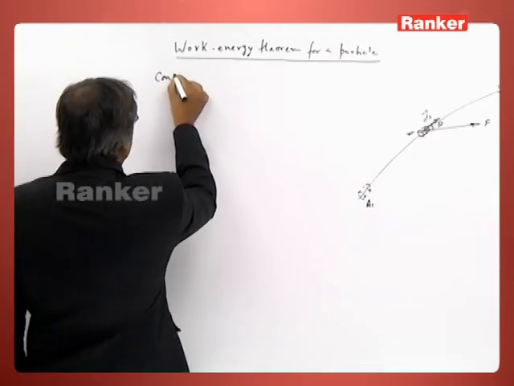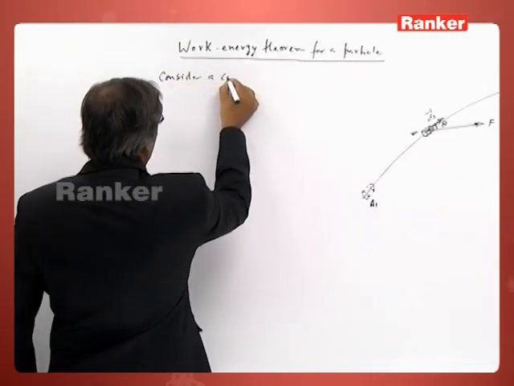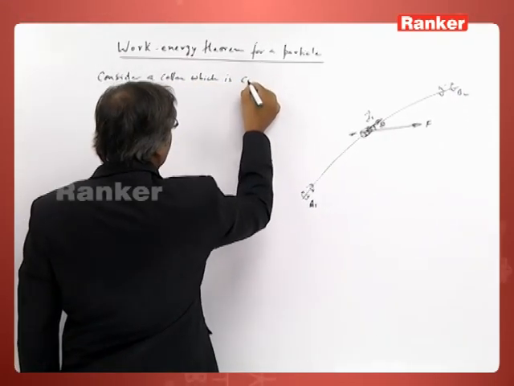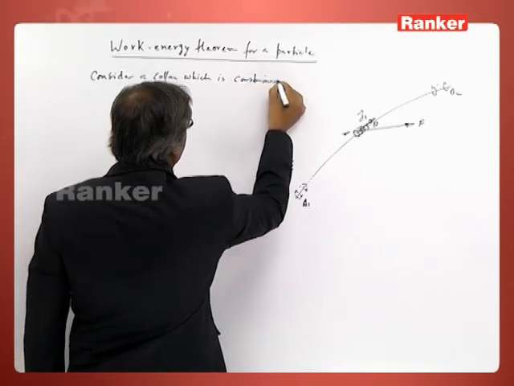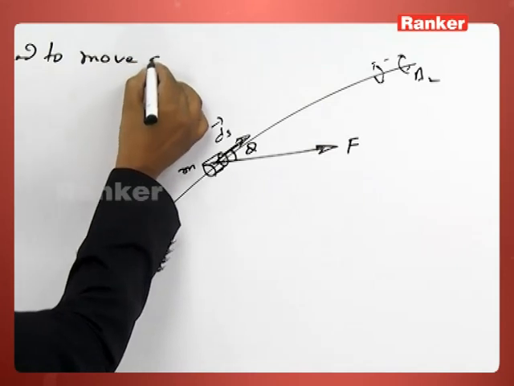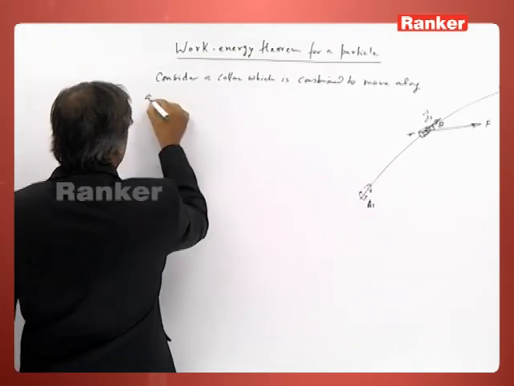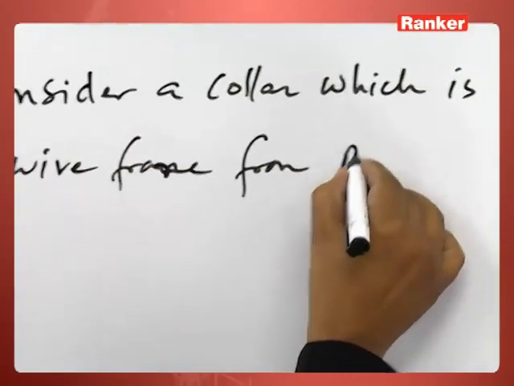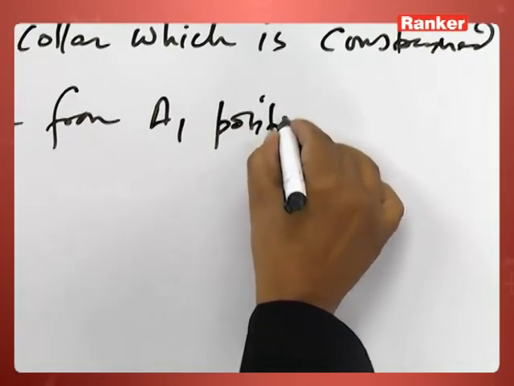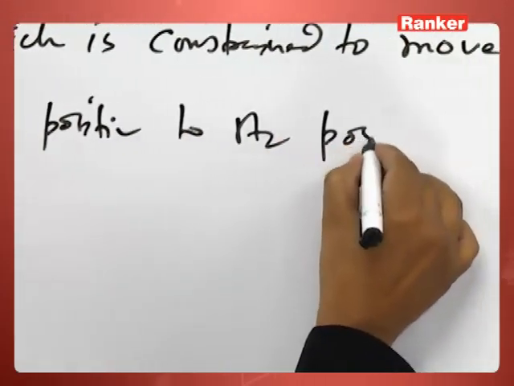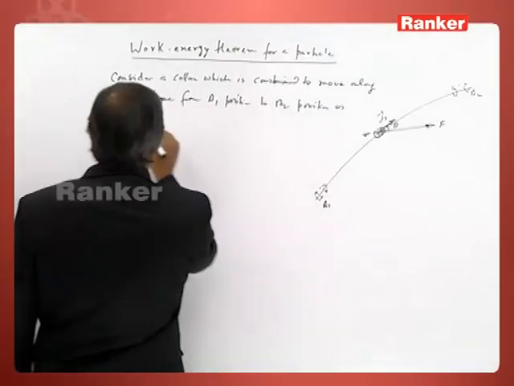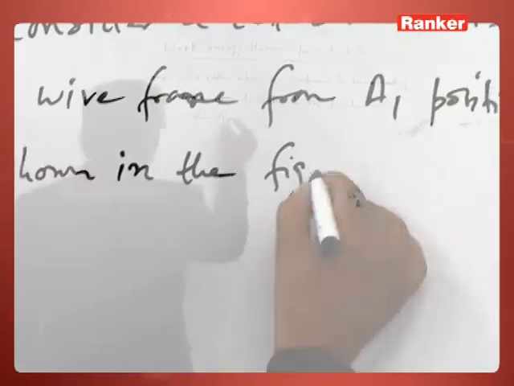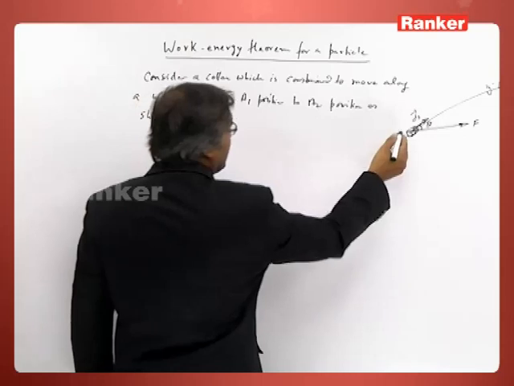So consider a collar which is constrained to move along a wire frame from A1 position to A2 position as shown in the figure. The collar has a mass M.